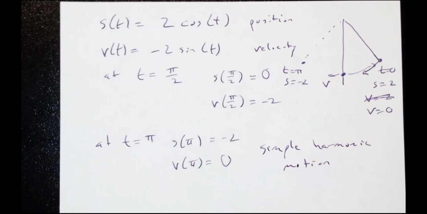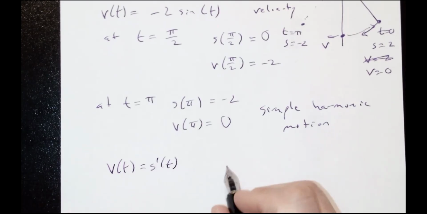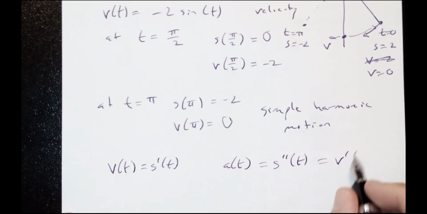I can go a step further. I didn't do anything about acceleration. How do I know the acceleration at any point in time? I take the derivative again, because acceleration is change in velocity. That's meters per second, meters per second squared. So V is S prime of t. A is S double prime of t, or V prime of t.